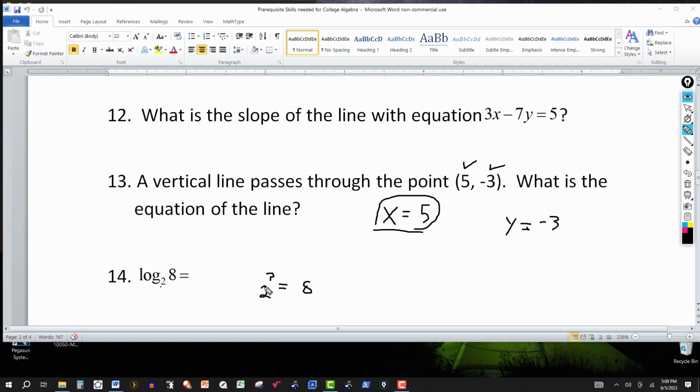Well, 2 to the first is 2. 2 to the second is 4. 2 to the third is 8. So this is 3. So the logarithm of 8 to base 2 is the number 3. Now sometimes you'll need a calculator to evaluate. Sometimes they come out exact. But I'm just giving you the general idea here on these problems. Like I said, you might go in more depth in the course, College Algebra.